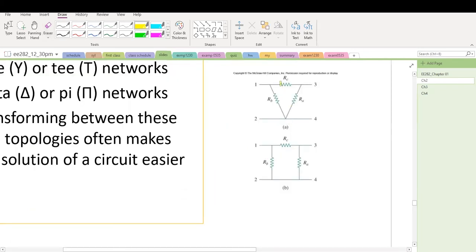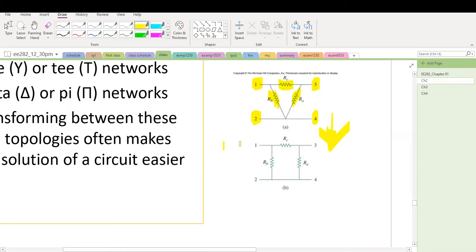The connection we just saw with three resistors actually has a delta connection structure. This is a delta connection: RA, RB, and RC. And we have four terminals here, 1, 2, 3, and 4. When we talk about a delta connection, we talk about four terminals here. And this is equivalent to this connection here.